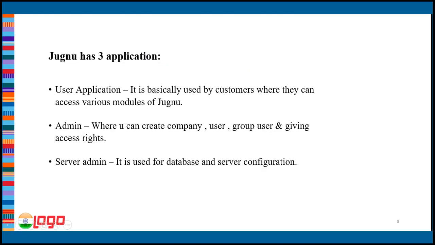The solution has 3 applications. User application is basically used by customers, where they can access various modules of Jugnu. Admin, where you can create company, user, group user and give access rights. Server admin is used for database and server configuration.